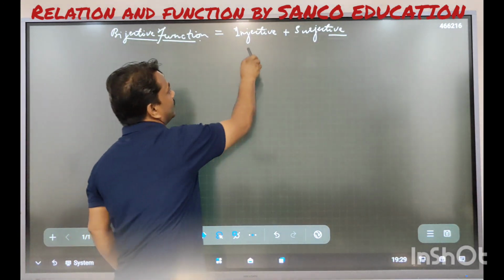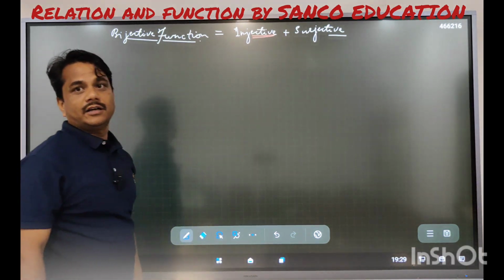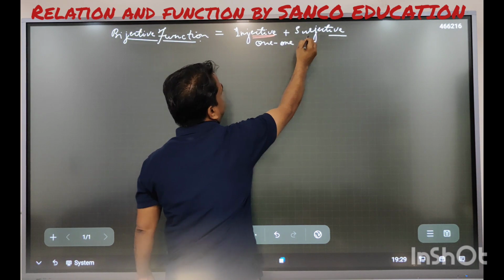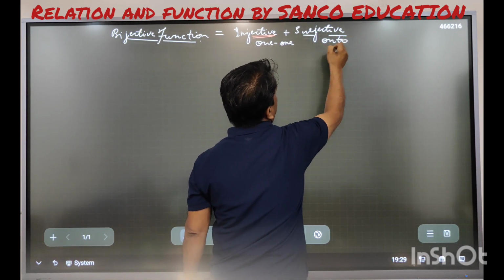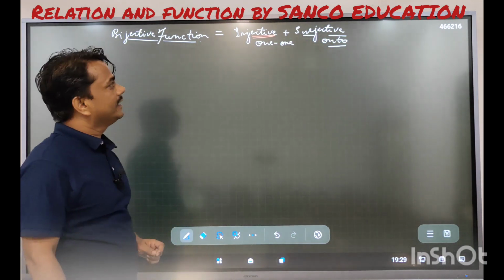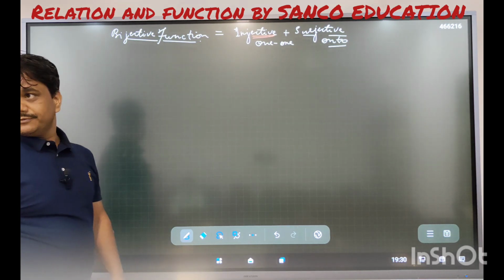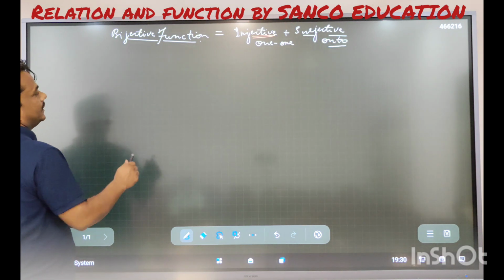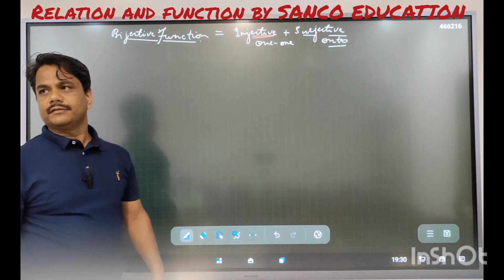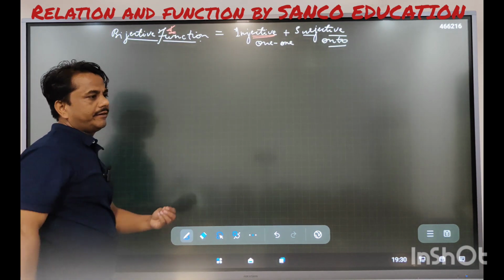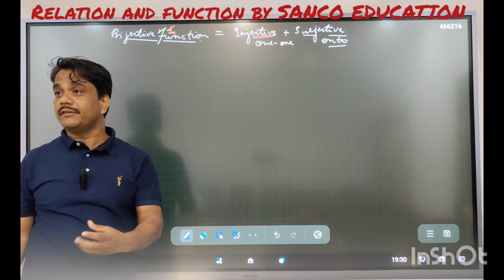So first we must know the meaning of injective. Injective is called one-one, and surjective is called onto. A very familiar example I am giving you. First we have to define the word function. Take a quick revision about the function. When do you say a function is there?